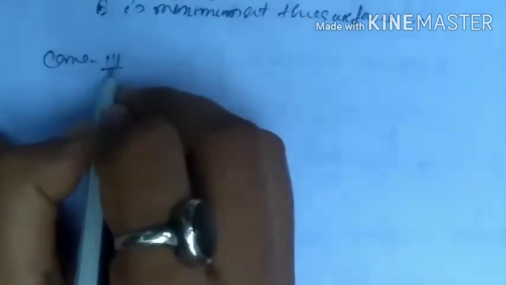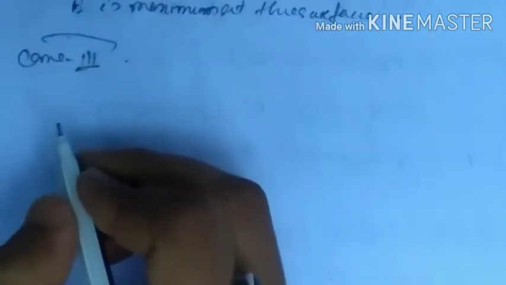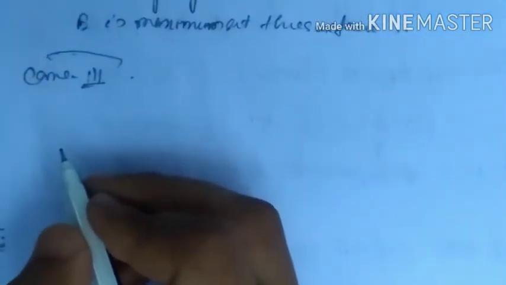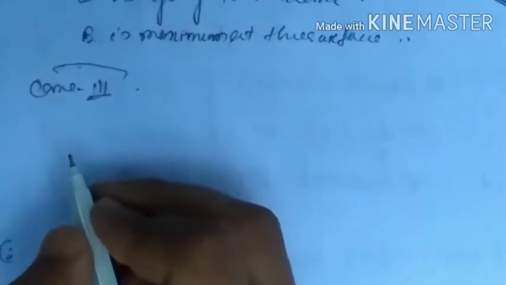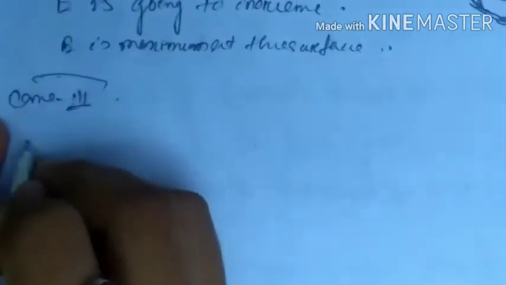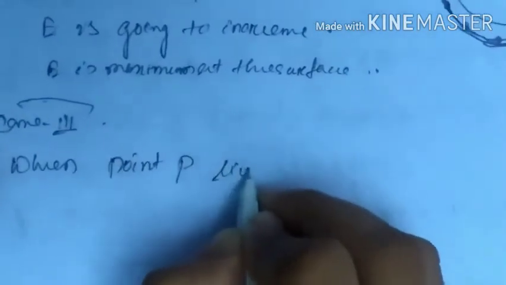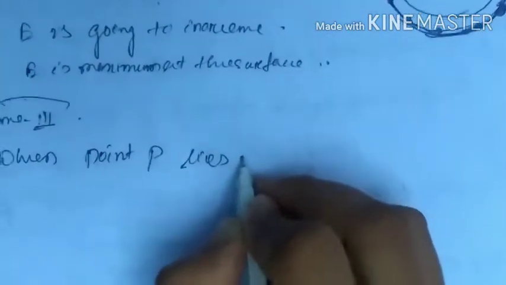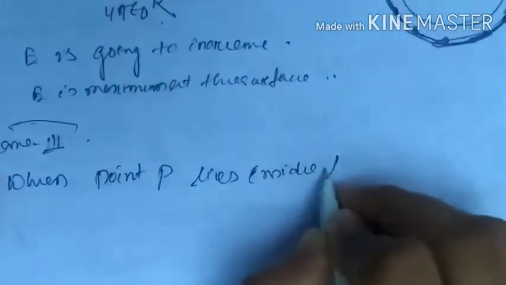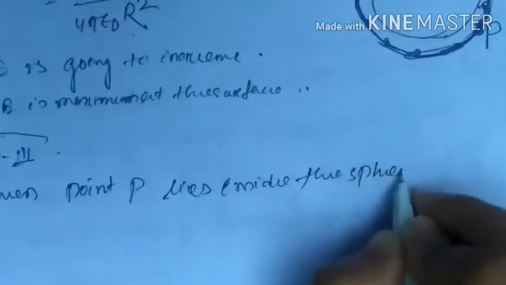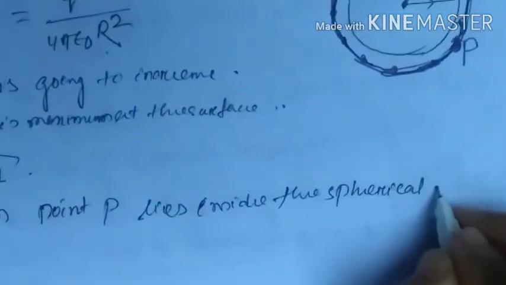Next we will see case 3, that is inside the spherical cell. We will calculate the electric field when point P lies inside the spherical cell.